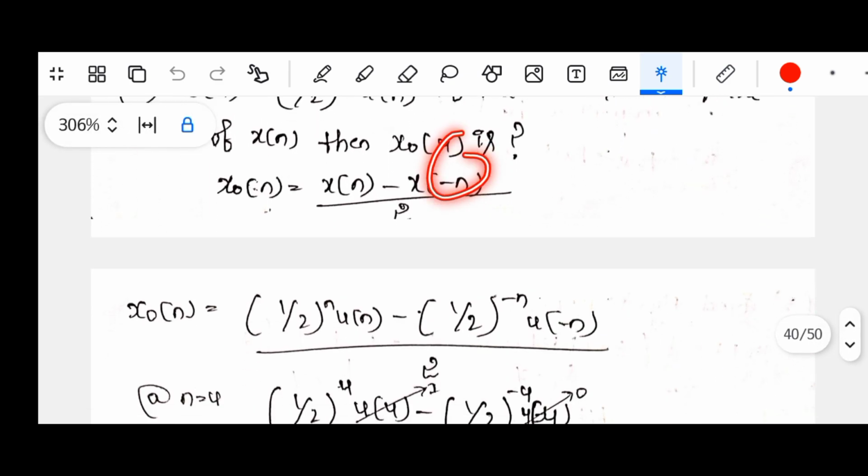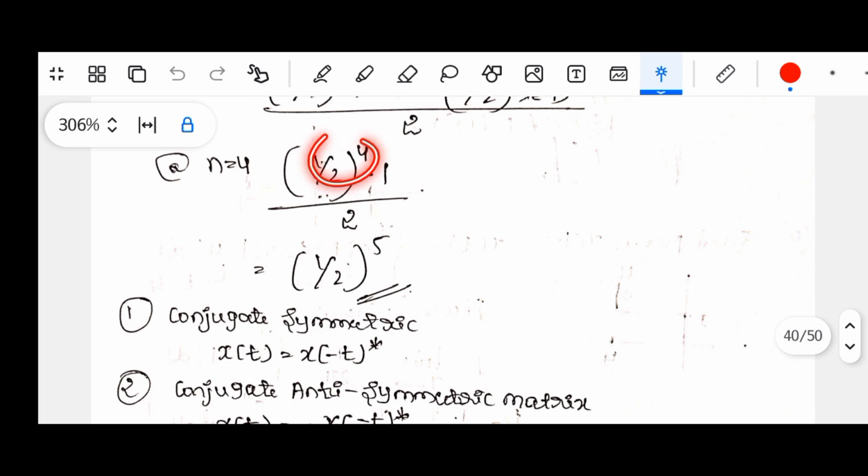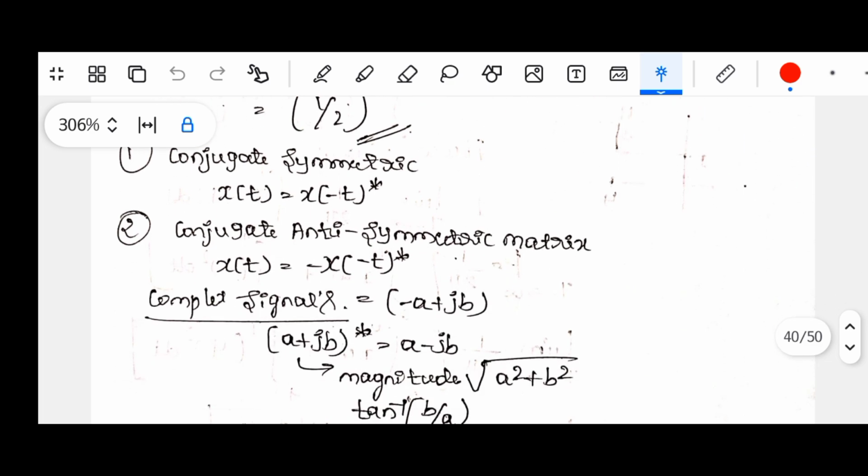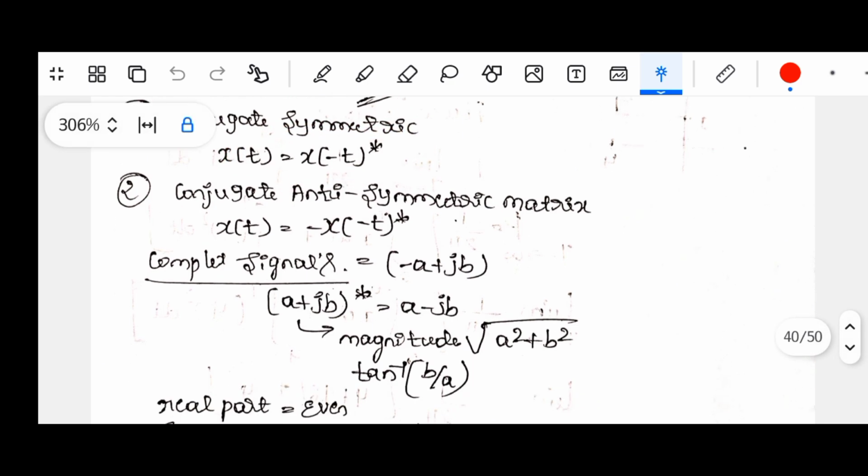At x naught they have asked at 4. So we have resolved at 4. Next, we will discuss conjugate symmetric. Say x of t is equal to x of minus t conjugate.